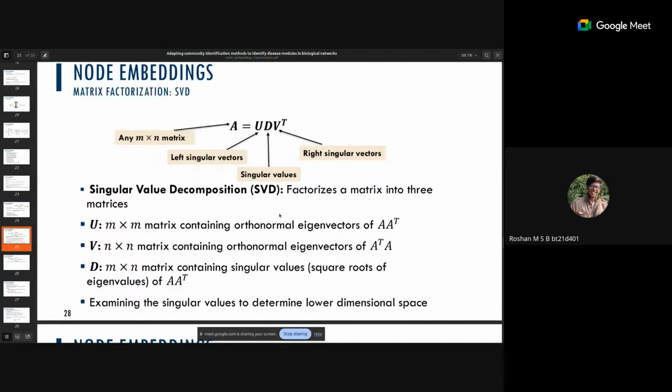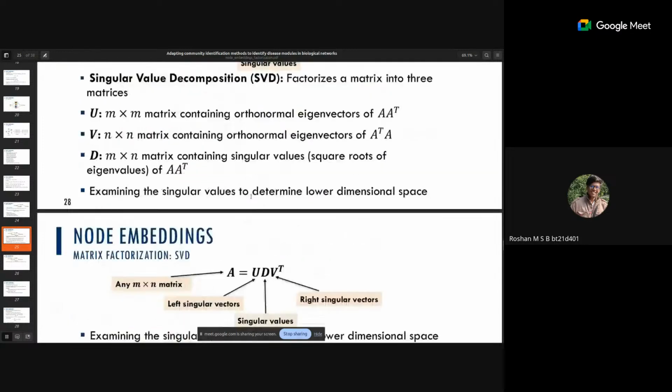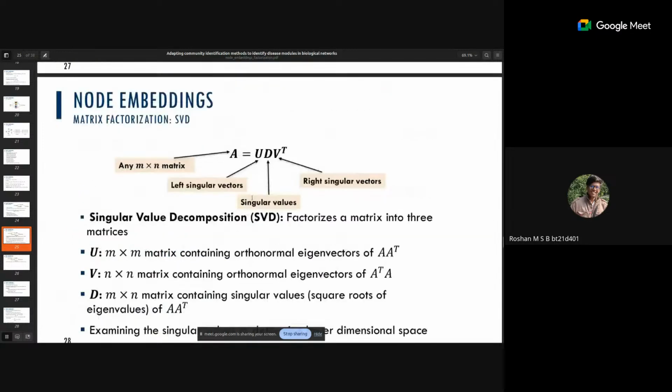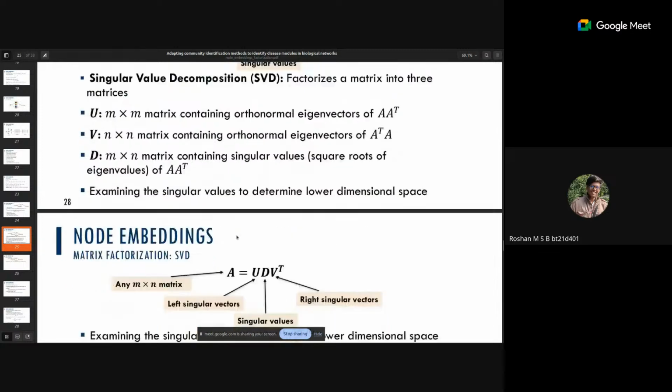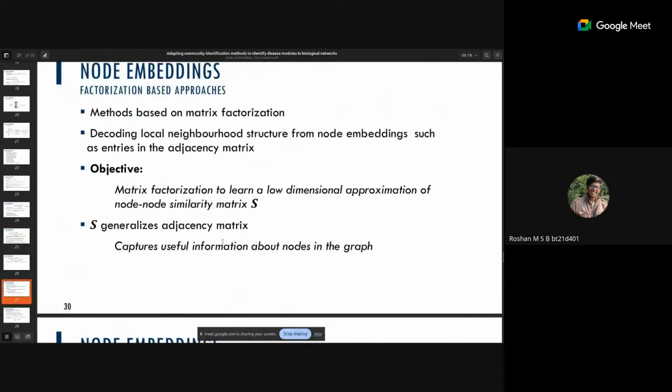So you just take K columns from each of these matrices, multiply them the same way, and you get the reduced representation of the original matrix A. The shape of the matrix will be n cross K.